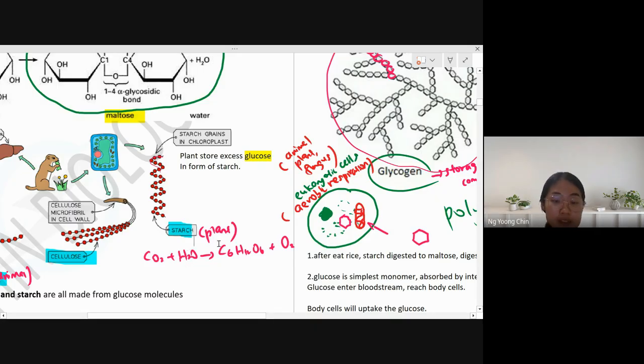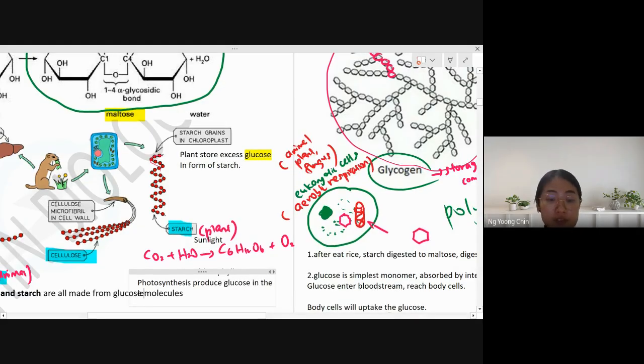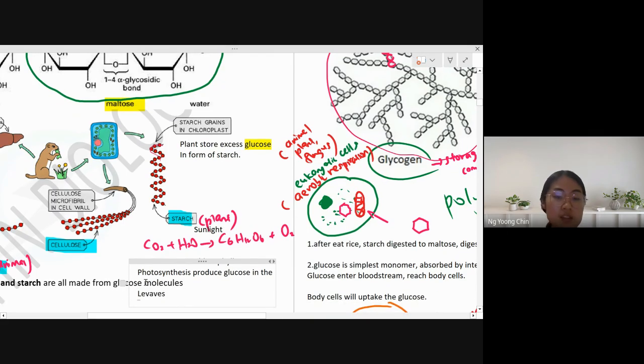Yeah. So the upper side of the arrow will be the sunlight. Below it will be the chlorophyll. Those are the equations for photosynthesis. Photosynthesis is a process in which they produce glucose in the leaf.